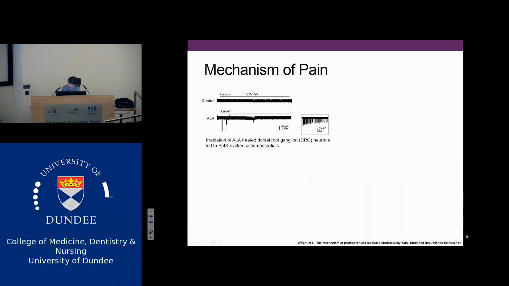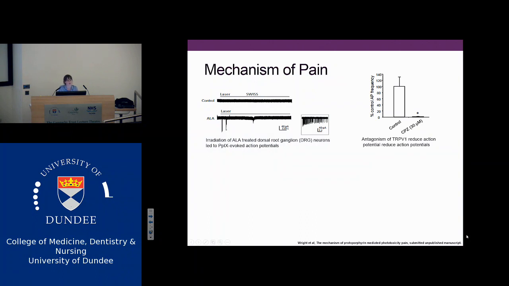I can't get the PowerPoint to work. If you see this line here, this is the action potentials generated when you apply ALA, which is a prodrug, to the laser. You can see the spikes there, which are action potentials in afferent sensory neurons, dorsal root ganglion neurons.